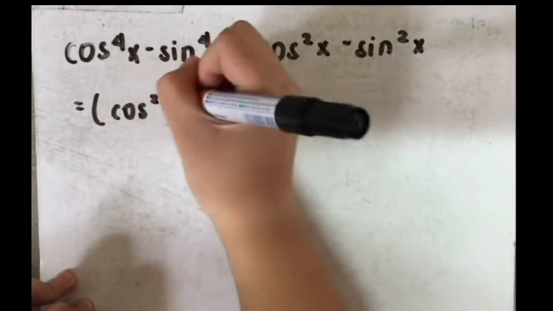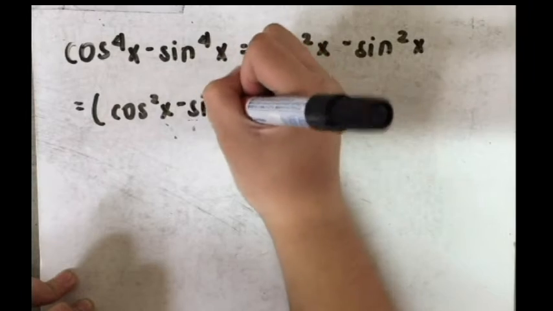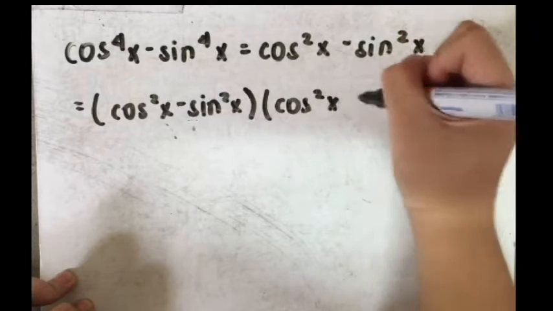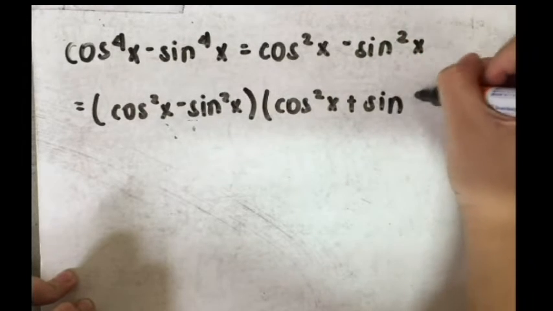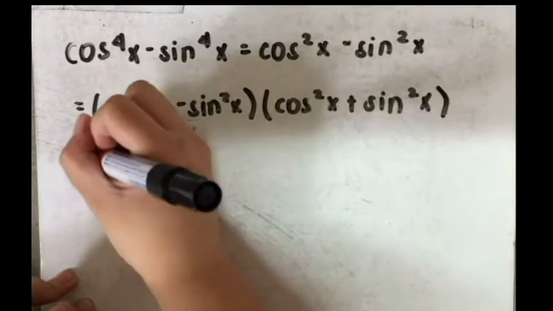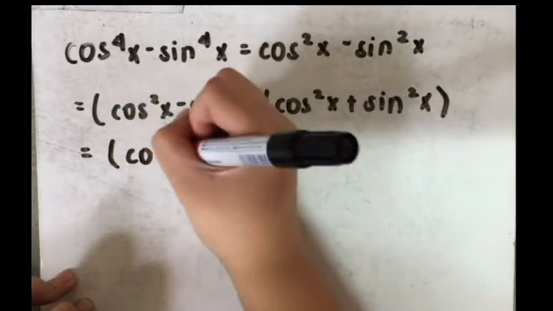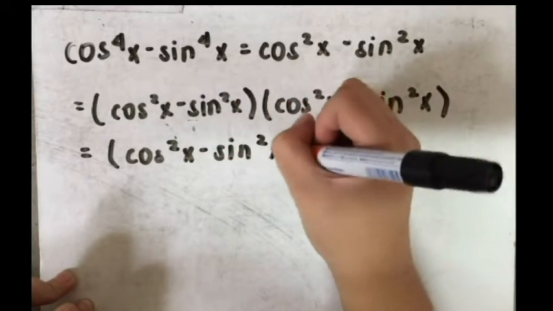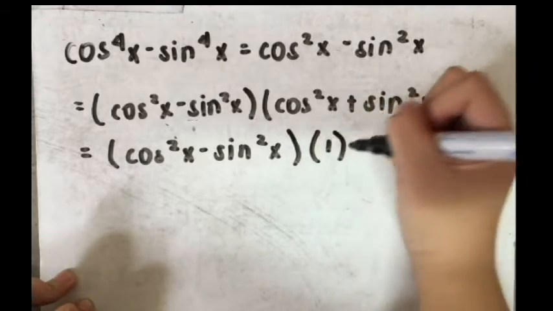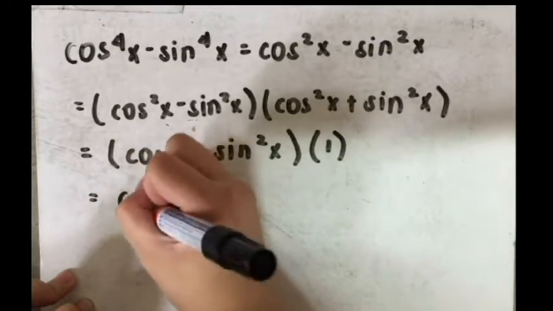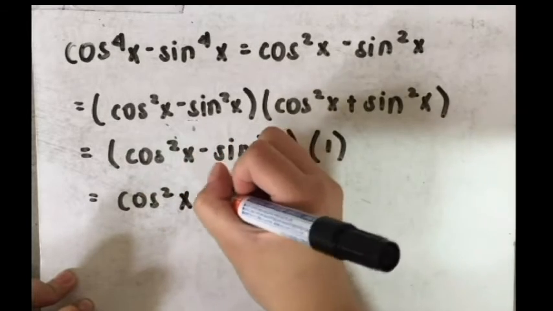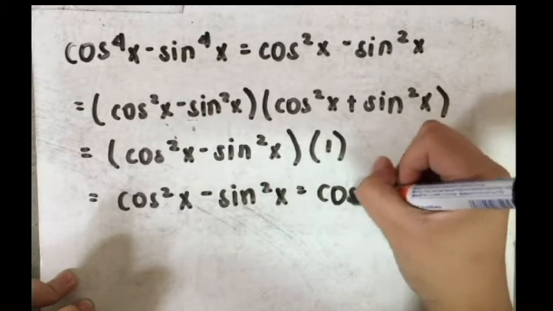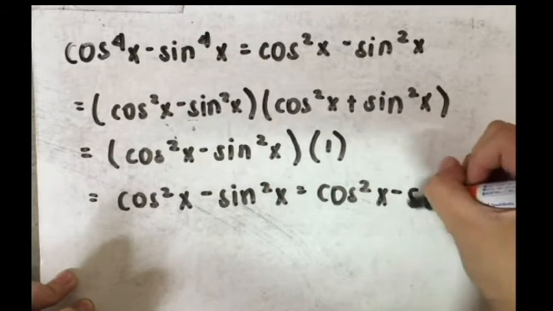So first, focus on the left side and get the difference of two squares, which is cos squared x minus sin squared x times cos squared x plus sin squared x, which is equal to 1. It will now be cos squared x minus sin squared x times 1. After that, multiply them, and after you multiply them, you have now proven the given, since the answer cos squared x minus sin squared x is equal to the right side, which is also cos squared x minus sin squared x.